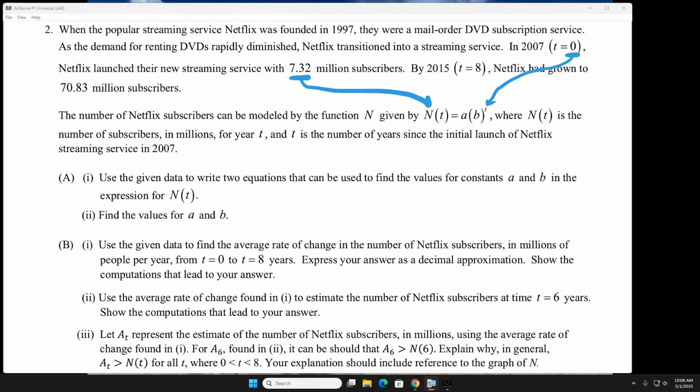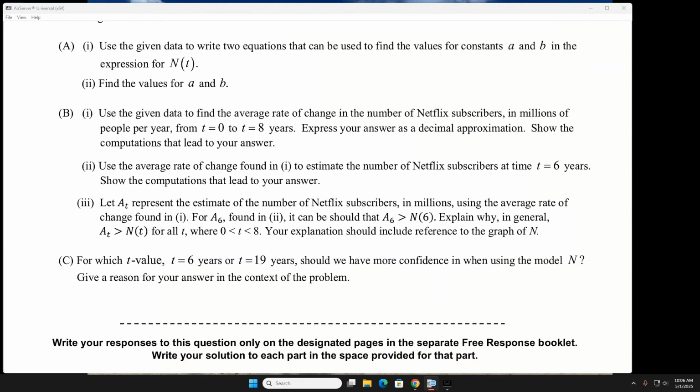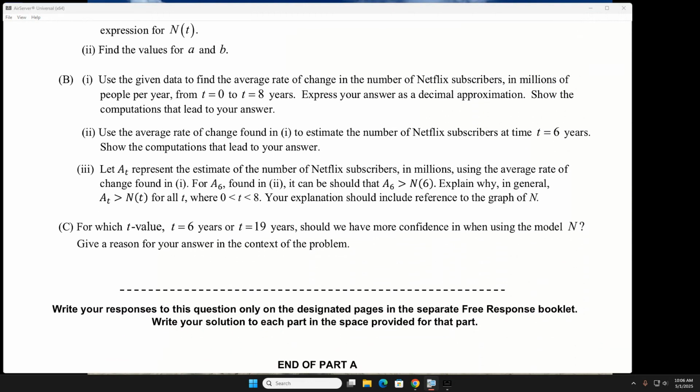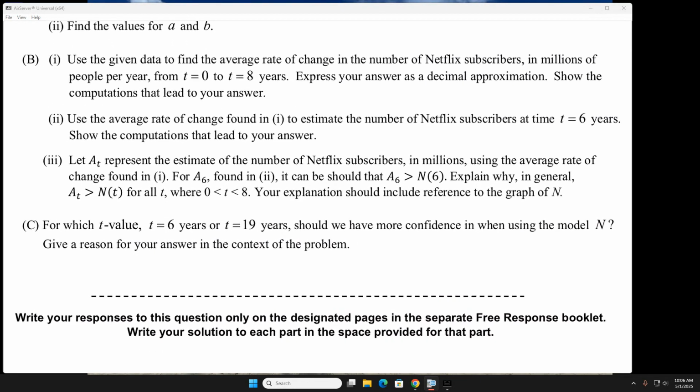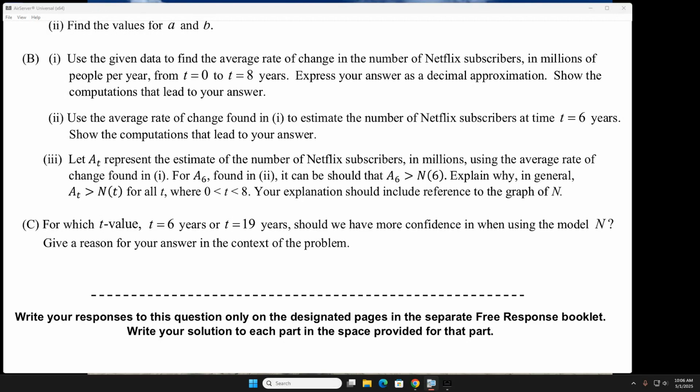All right, now we're down to B. So B1 says to use the given data to find the average rate of change in the number of Netflix subscribers in millions of people per year from t equals 0 to t equals 8 years. We're going to express our answer as a decimal approximation, and you do have to show your computations. I know you can do it in your calculator. You have to write it down, or you do not get the points.